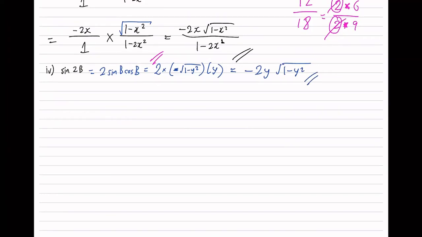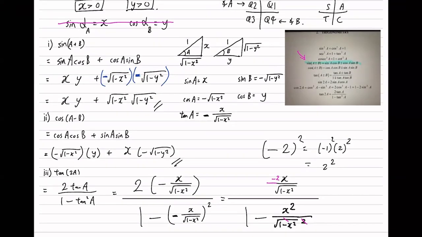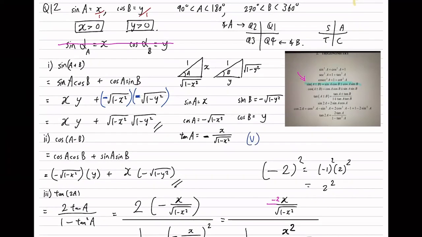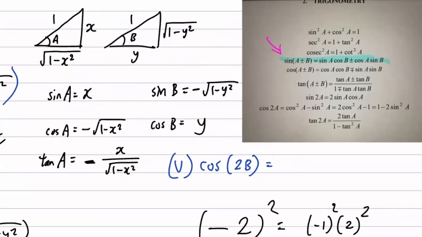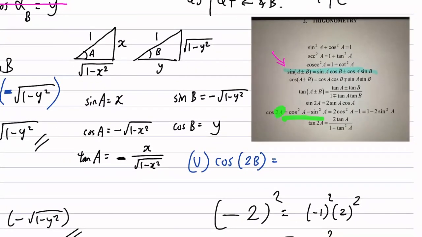Good. Part 5. Now part 5 asks you to find cosine 2b. How many options for cosine 2b? One. One only? I mean 3. Must remember, sine double angle has 1 option, tangent also only one option, then cosine has 3 options, the special one. So which option would you like? Option 1, 2, or 3?